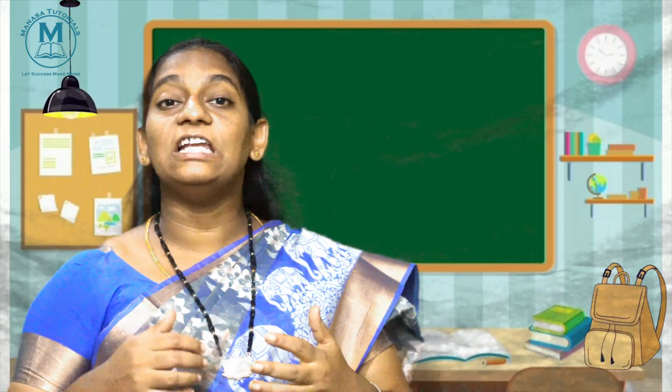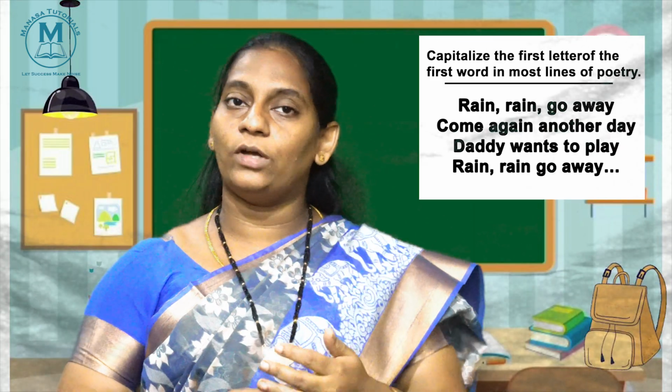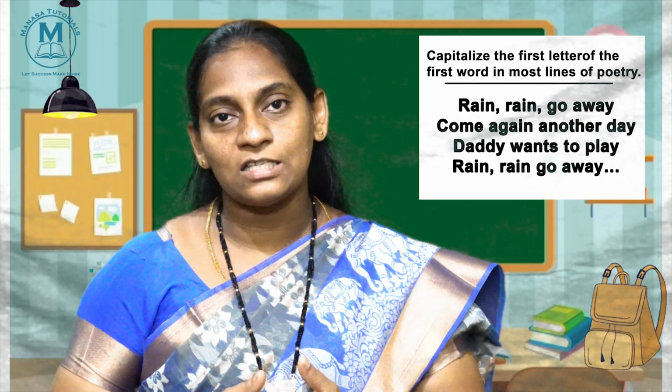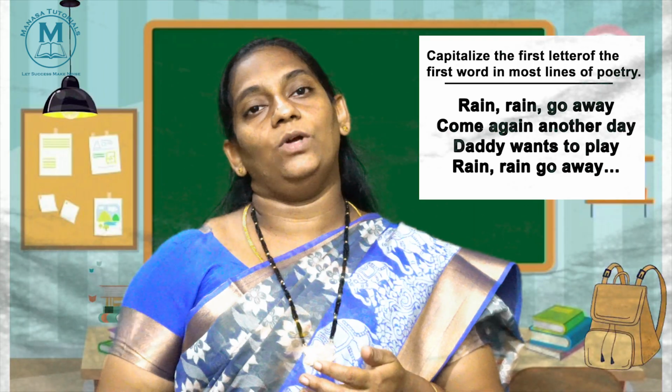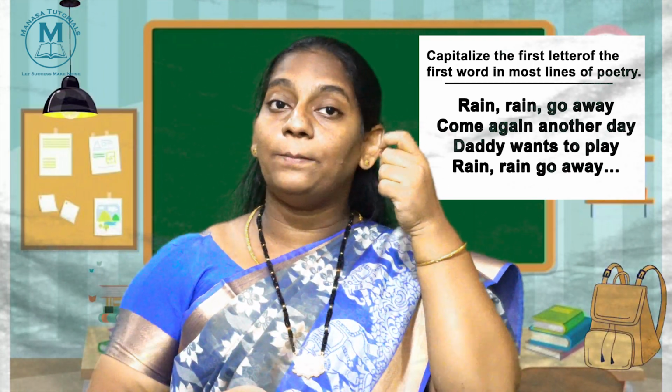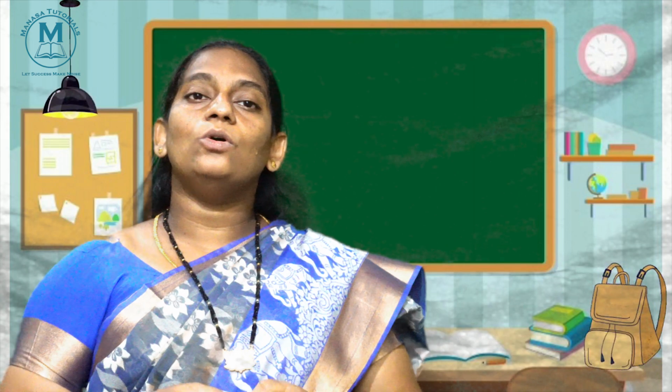Now there is another rule we have seen: whenever we are abbreviating certain sentences or words, those abbreviations like IAS, IPS must be mentioned in capital letters. And when we are saying English poetry, like "Rain, rain, go away, come again another day," every line of the poem should begin with a capital letter. So these are the rules where we need to use capital letters.